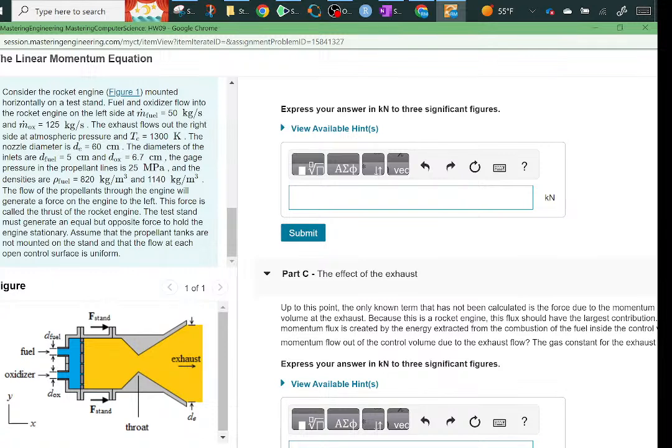The flow of the propellant through the engine will generate a force on the rocket to the left. Okay. This force is called the thrust. The test stand must generate an equal and opposite force to hold the engine stationary. But does he tell me? Oh, he does. The exit. Okay. Does he tell me the diameter at the exit? He calls that DE. This is going to take a little picking around to kind of find all the numbers out of all this.